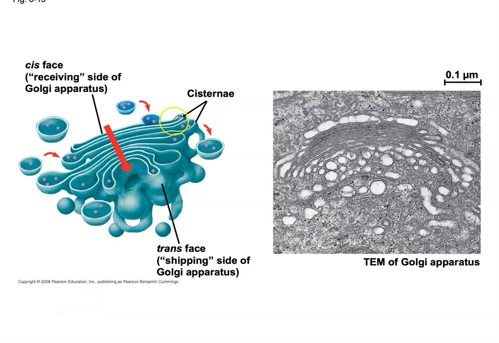The cis face is the receiving face, from where it receives materials. This is where it receives the vesicles from various organelles in the cell. And then the trans face is where it makes the vesicles and sends them out. The trans face is the shipping face.